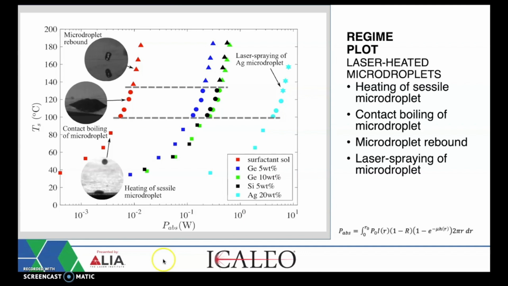The formula for calculating this absorbed power is shown on the right, and we can see how it can be obtained by integrating from 0 to R naught, which is the radius of the droplet, P naught, that is a characteristic power that depends on the laser input power, times the intensity of the beam, times 1 minus the reflectance of the droplet, times 1 minus e to the minus mu h r. Here mu is the absorption coefficient, so do not confuse it with viscosity.